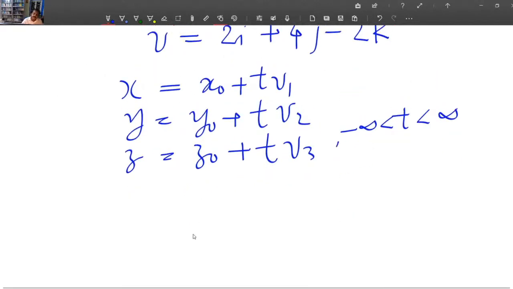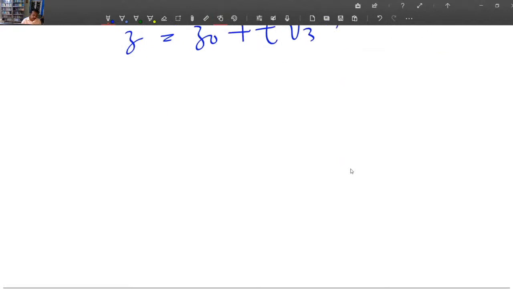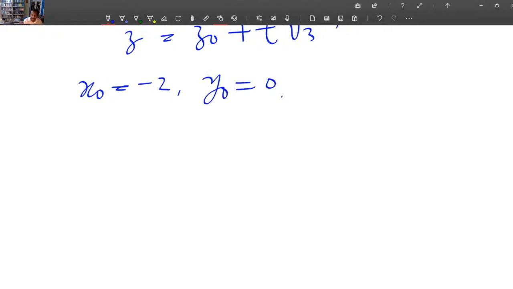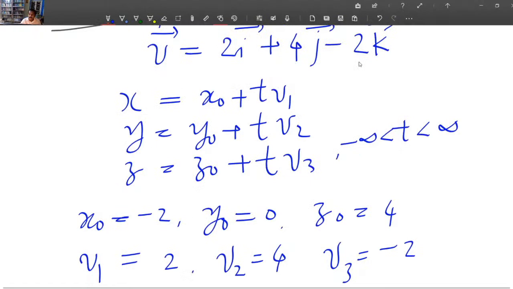So here x naught is given to be minus 2, y naught is given to be 0, and z naught is given to be 4, and v1 is 2, v2 is 4, and v3 is minus 2. So you can use that. So these are the given things: x naught equal to minus 2, y naught equal to 0, and z naught equal to 4, and you are given v1 equal to 2, v2 is equal to 4, and v3 is equal to minus 2. So these things are given.